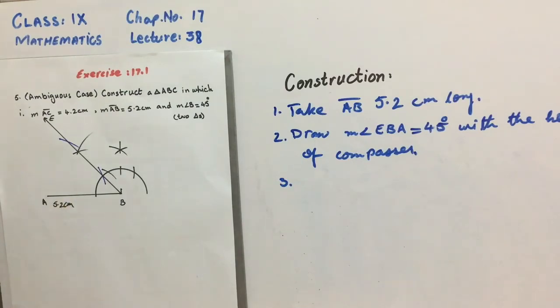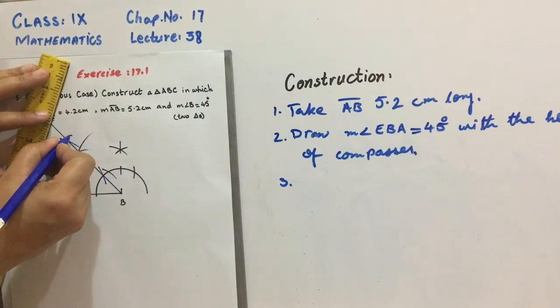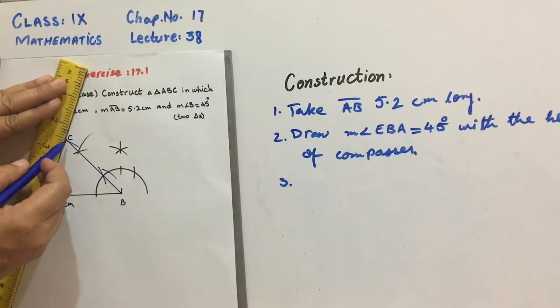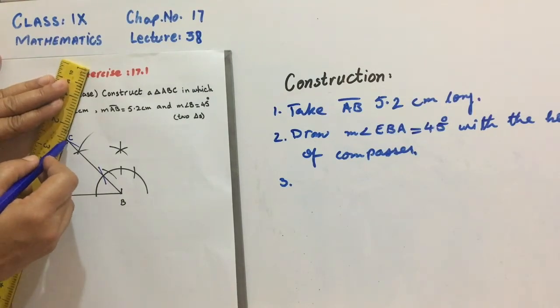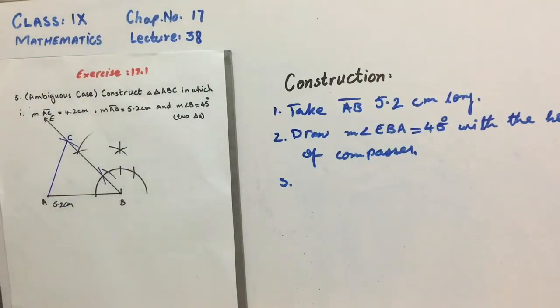Join A to the new point C. You see, I am using two colors so that you can clearly understand the formation of the triangle. CAB is the required triangle.